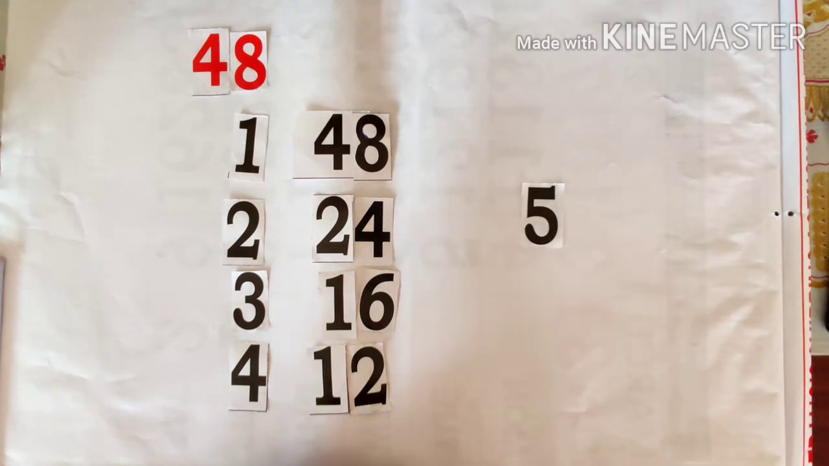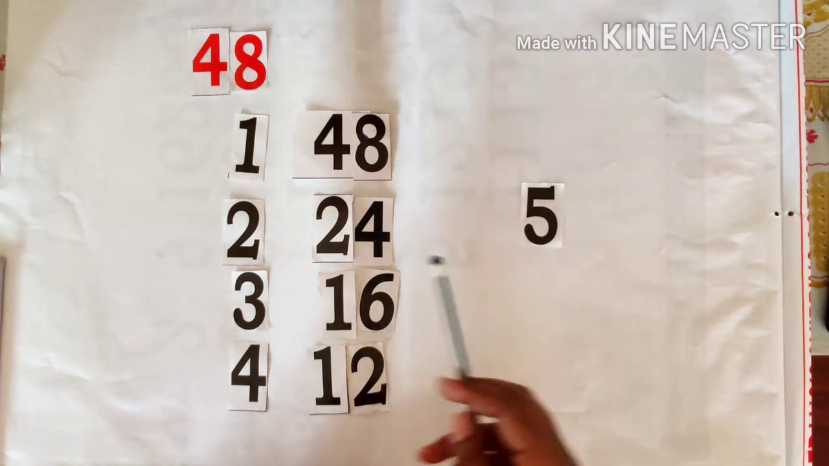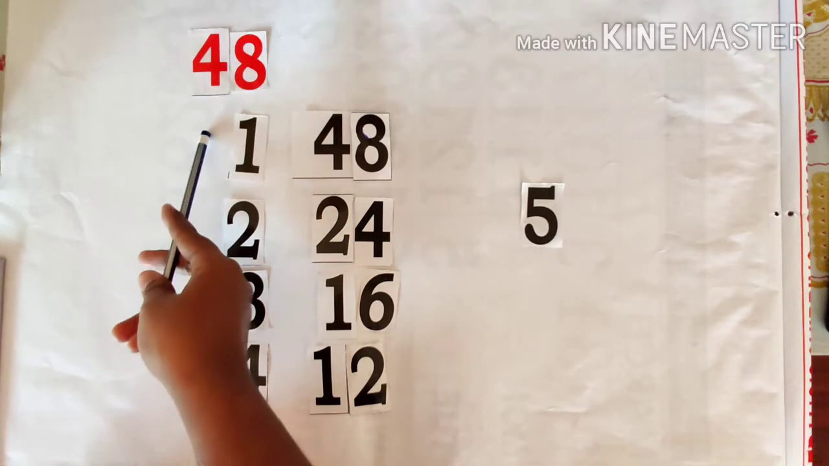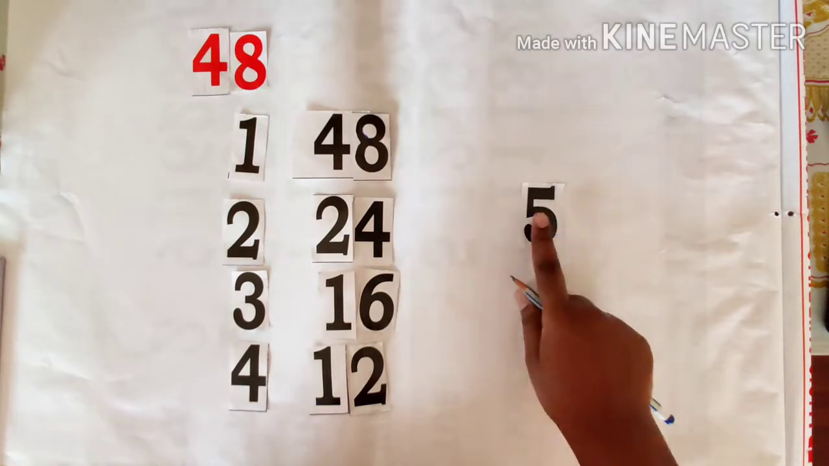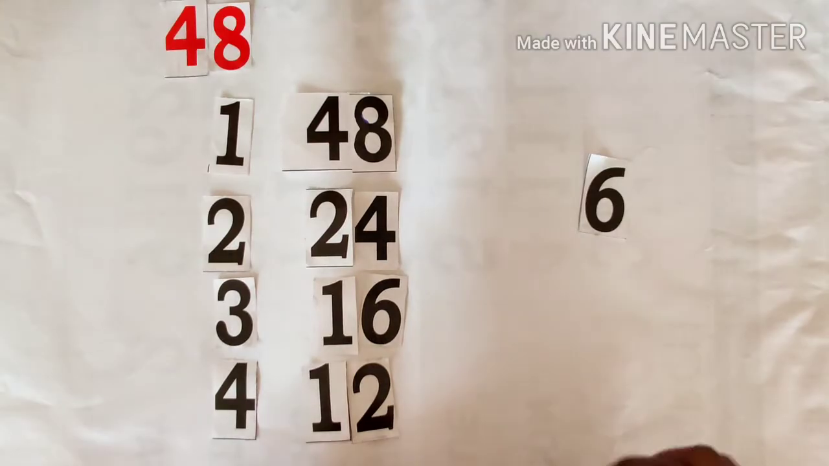5 how many times gives you 48? 5 8s are 40. 5 9s are 45. 3 will remain. 5 cannot be the factor. Take it out. Number 6.